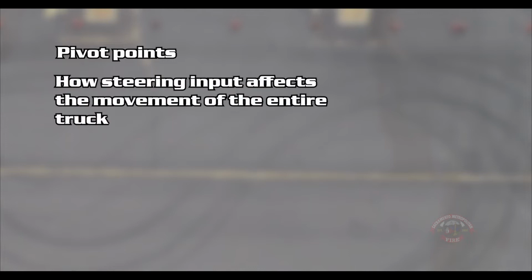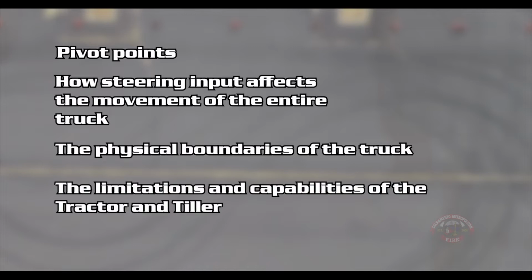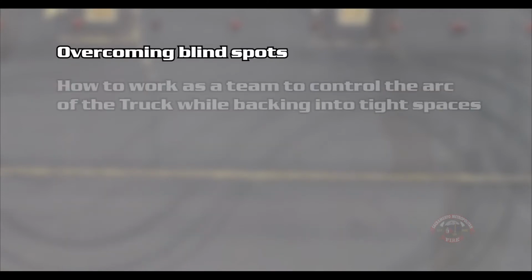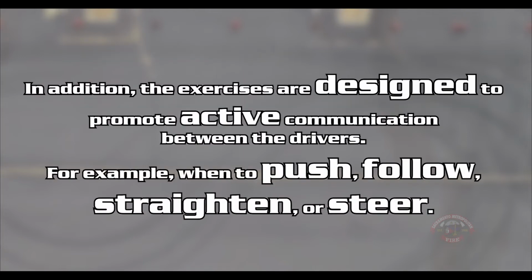The following video can be used to assist you in performing the closed cone course driving exercises. The goals of these exercises are to help you understand pivot points, how steering input affects the movement of the entire truck, the physical boundaries of the truck, the limitations and capabilities of the tractor and trailer, the area of the truck for which the driver is responsible, overcoming blind spots, how to work as a team to control the arc of the truck while backing into tight spaces. In addition, the exercises are designed to promote active communication between the drivers. For example, when to push, follow, straighten, or steer.